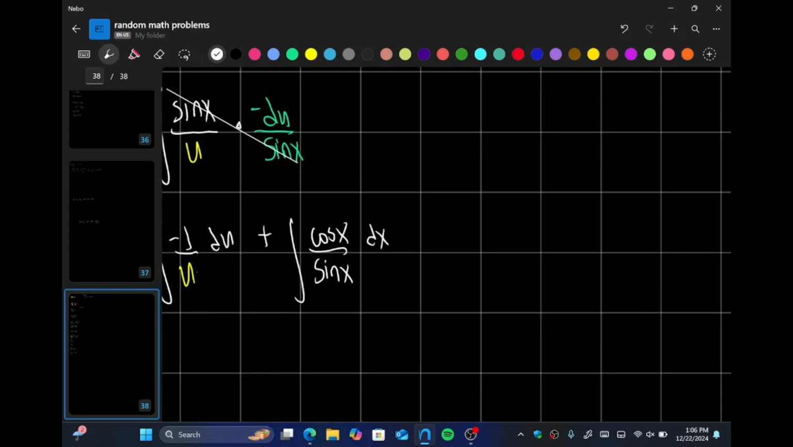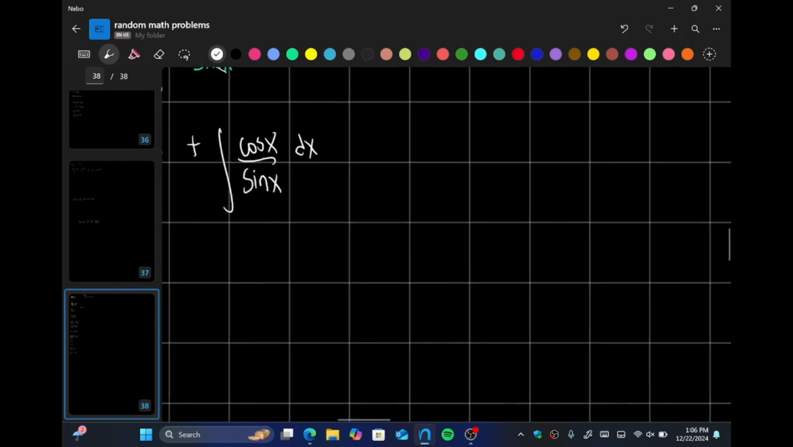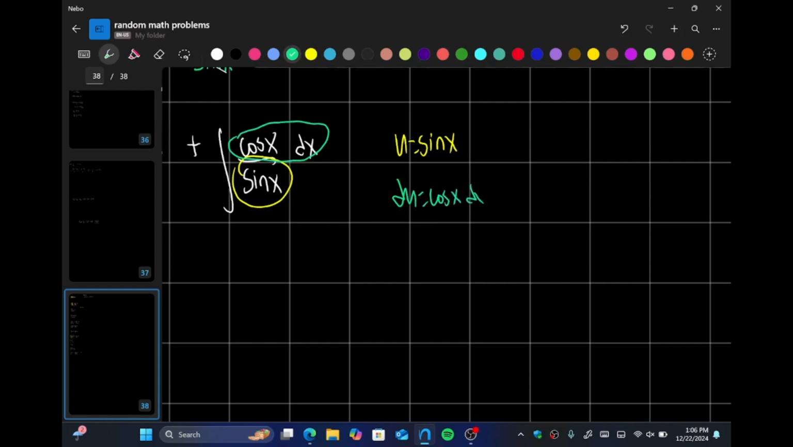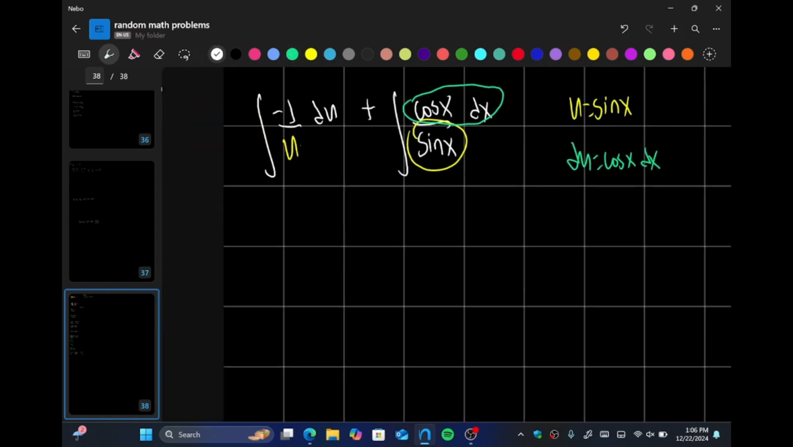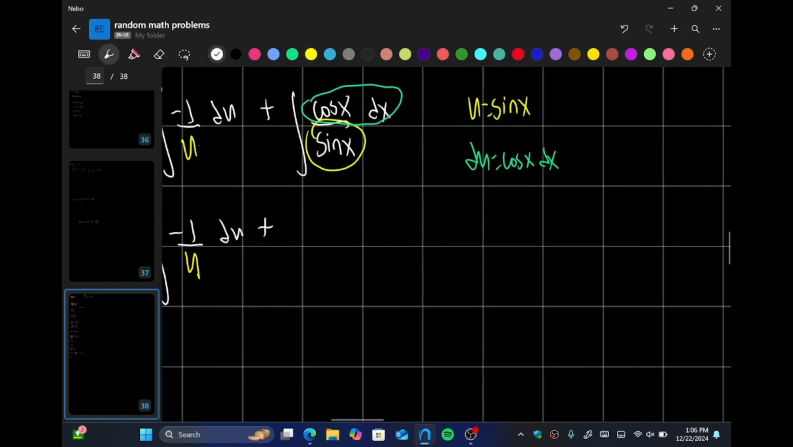Now, for this one, sine x will be u, so u will be sine x, and then du will be cosine x dx. So this one's a little easier, because we don't have to do any manipulation here. This is going to be the integral of negative 1 over u du. Actually, let me put the u in yellow. Plus, it's going to be the integral of du over u.